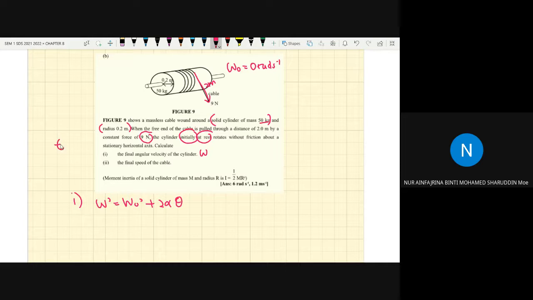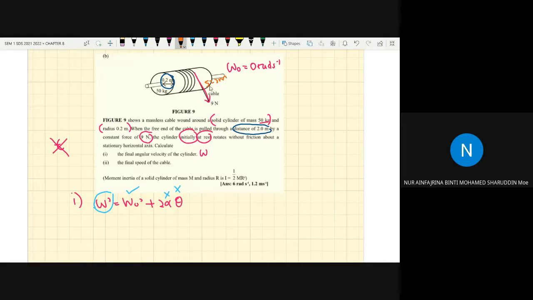Kenapa Miss tak pakai formula ada time? Sebab kita tak ada time. Kita tahu initial angular velocity, yang ini kita nak cari. Tapi kita tak tahu angular acceleration dan kita juga tak tahu angular displacement. Tapi Miss nak tanya, boleh tak kita nak cari angular displacement dia? Boleh, very good. So kita tahu kita ada radius, dan kita tahu dia pull through a distance of 2 meter. Distance dia, S ini 2 meter.